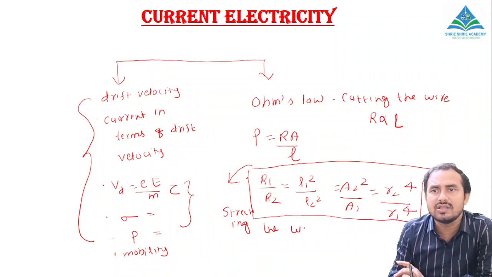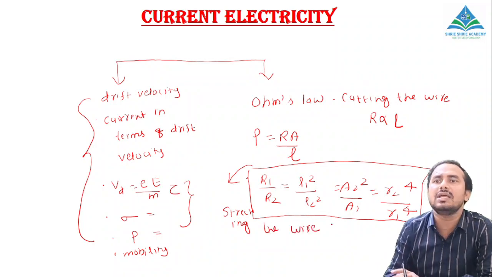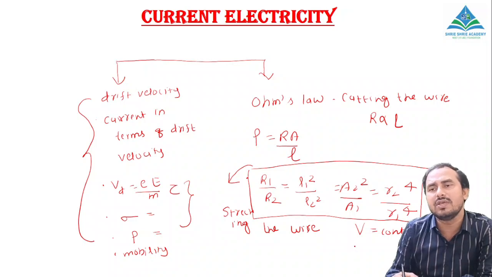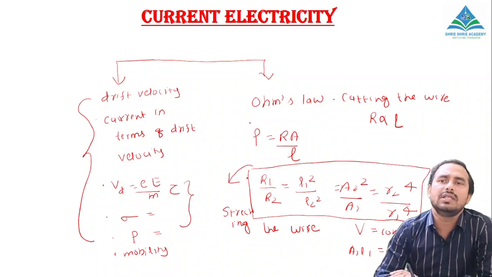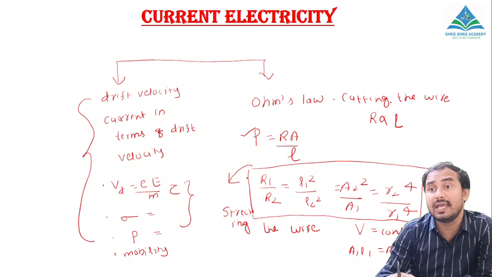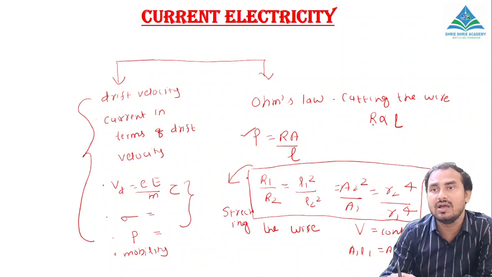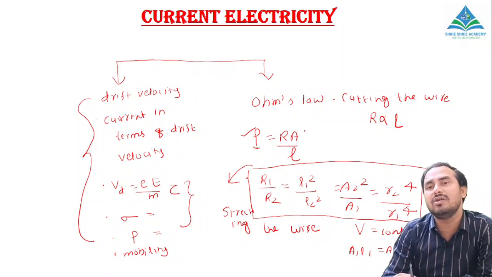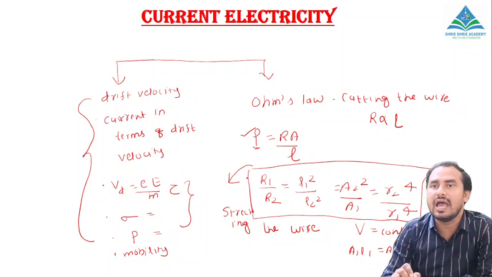When you are stretching the wire, why do we get this? The reason is that volume remains constant while stretching, which means A1 L1 should be equal to A2 L2. This is the most important part, rho equal to RA by L. Resistance depends on length and on area, but resistivity only depends on temperature and nature of material.